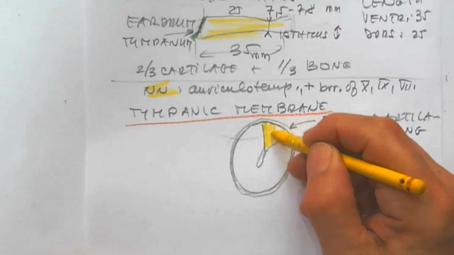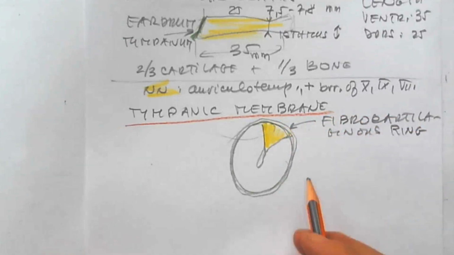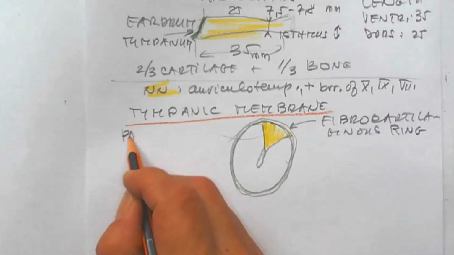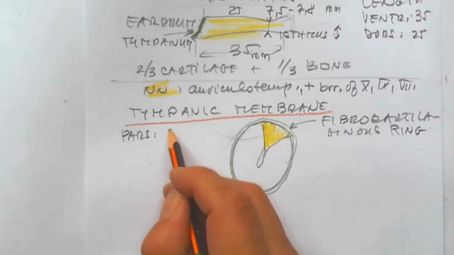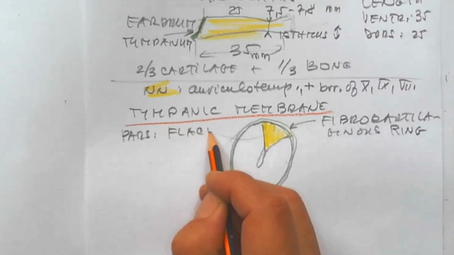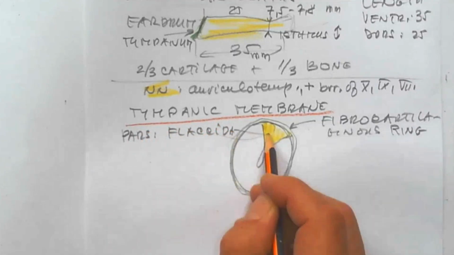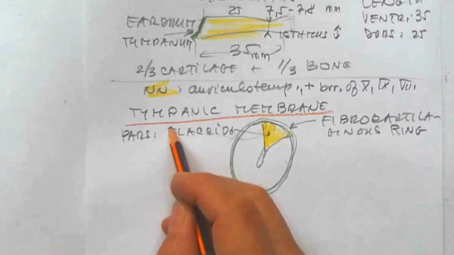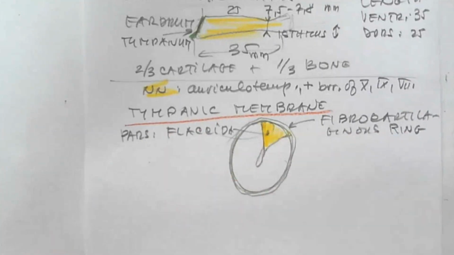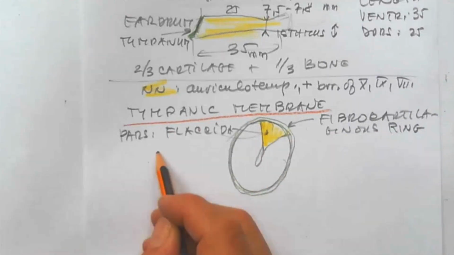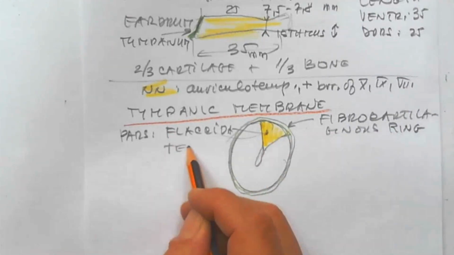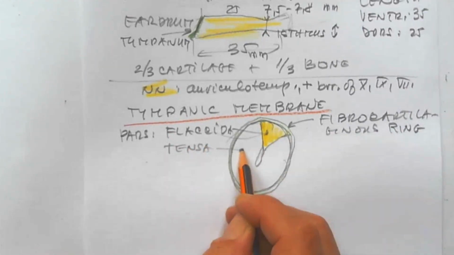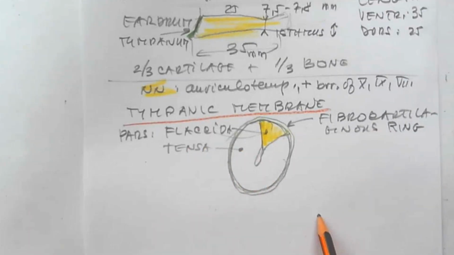We could cut it by yellow. This is called pars flaccida. Pars is part, flaccid or flaccida. We can also use the original name, pars flaccida, or flaccid part, which is relaxed, and the rest is the pars tensa, under tension, the white one.